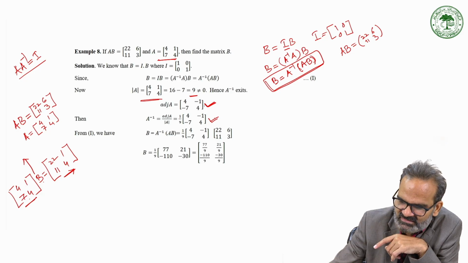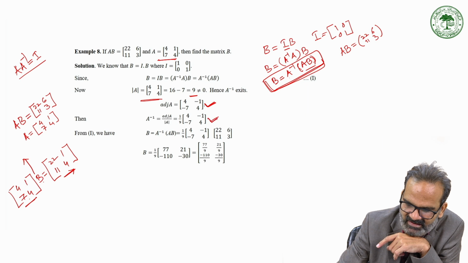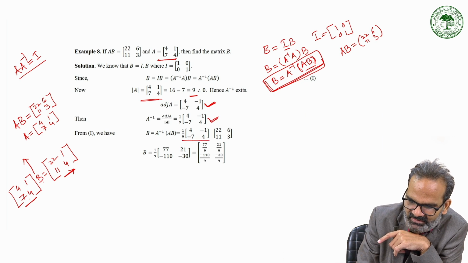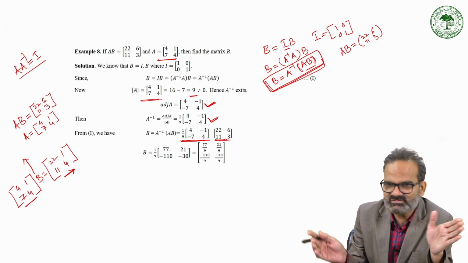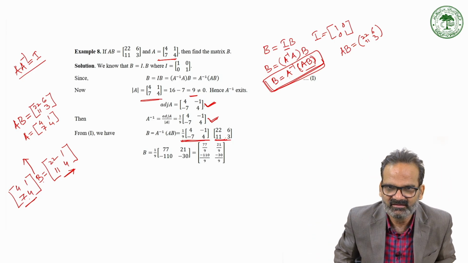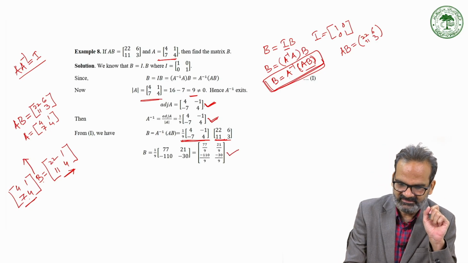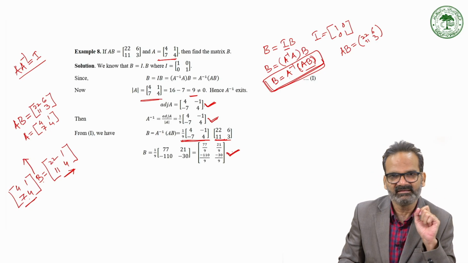Now from this equation, this is the value of B. B is equal to A inverse into AB. A inverse we have calculated. This is your A inverse and this is your AB. So multiply these two matrices, the resultant matrix of this product will give you the required matrix B, and that is given by this. Clear?